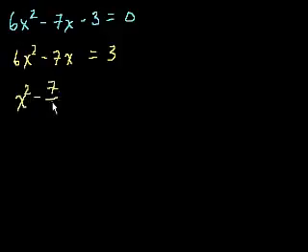minus 7/6x is equal to 3 divided by 6, which is equal to 1/2. And we could have made that our first step. We could have divided by 6 right at that first step. But anyway, now let's try to complete the square.